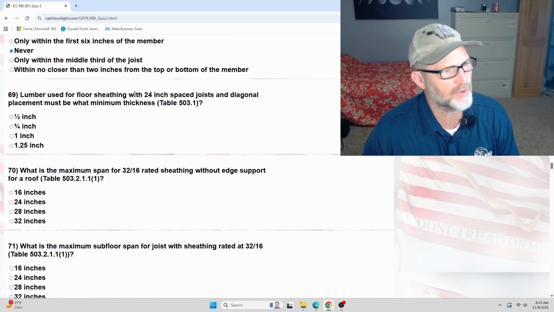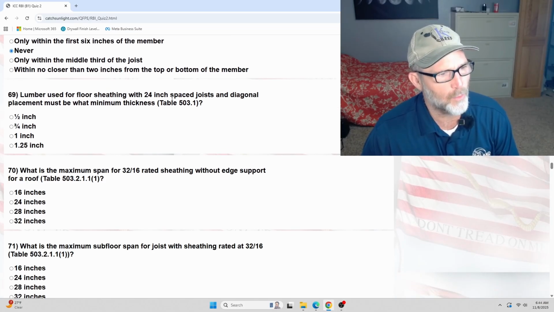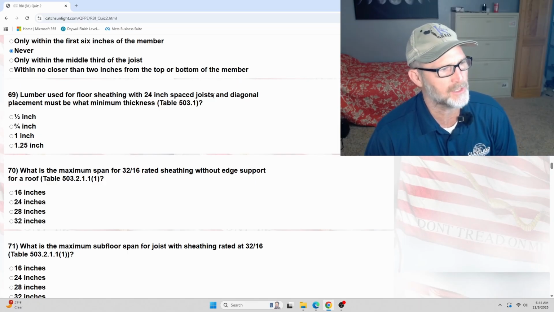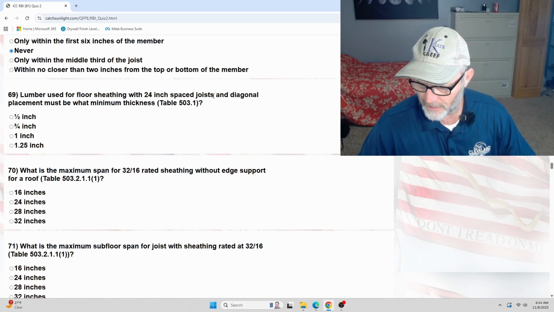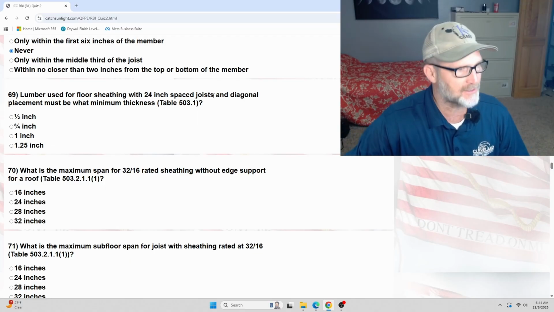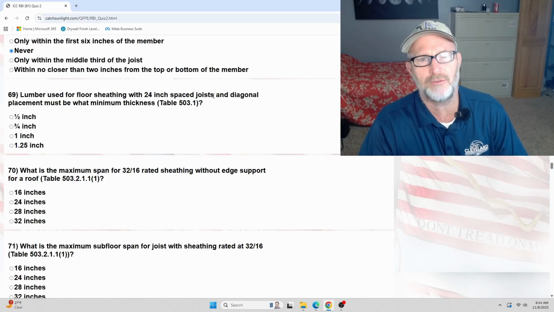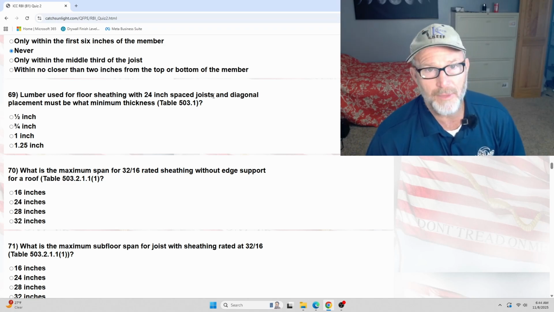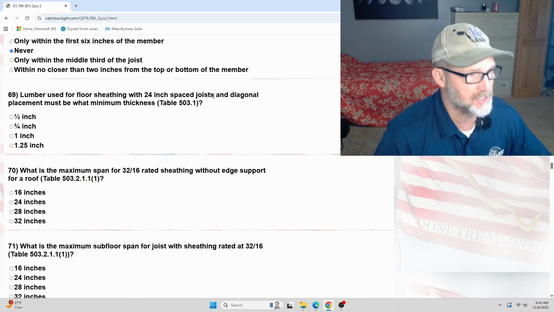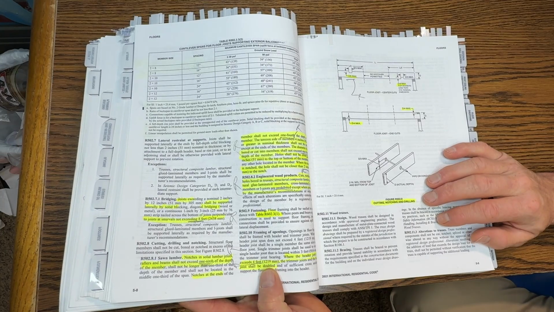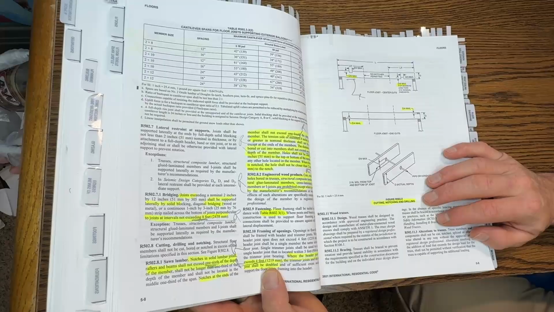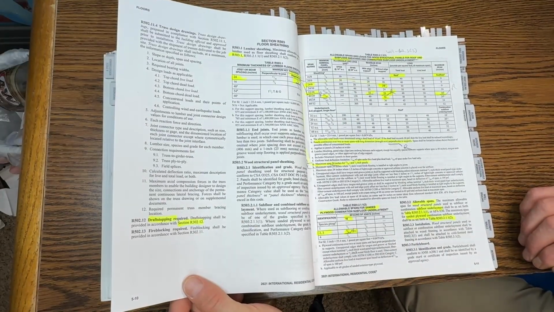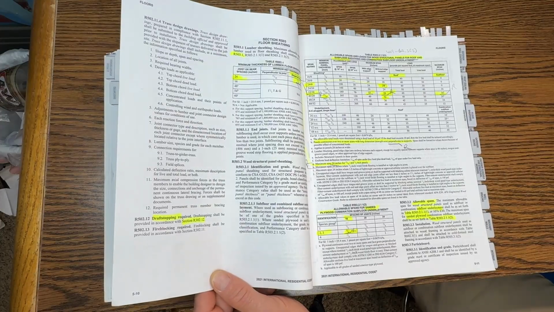All right, lumber used for floor sheathing with 24-inch spaced joists and diagonal placements must be what minimum thickness? So just picture this. You have 24-inch spacing, and you take some old, I'm sure you've probably remodeled buildings or seen it, and you're at a diagonal. Well, what minimum thickness do you need? How would you know that? Let's go ahead and see this at 503.1. Jump over here to 503.1. Table 503.1. Let's go ahead and look at that.